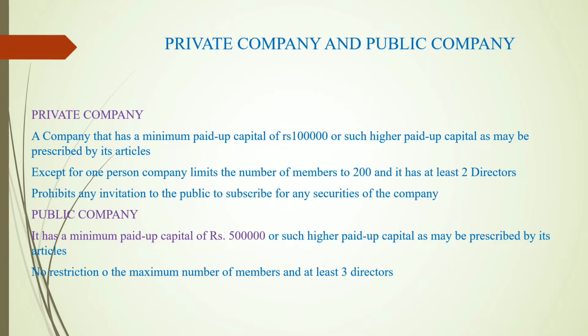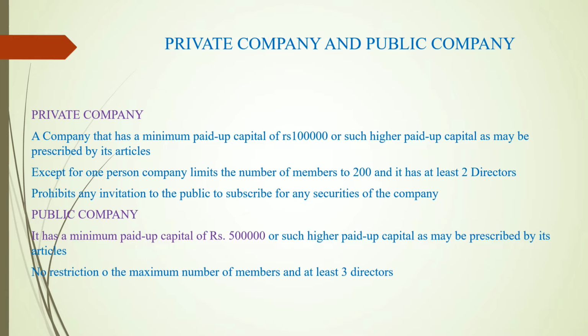Let's see what is public company and private company. A company that has a minimum paid up capital of rupees 1 lakh or such higher paid up capital as may be prescribed by articles is called a private company. Except for one person company, it limits the number of members to 200 and it should have at least two directors. It prohibits any invitation to the public to subscribe for any securities of the company, and the name will end with private limited company. So these are the information related to private company.